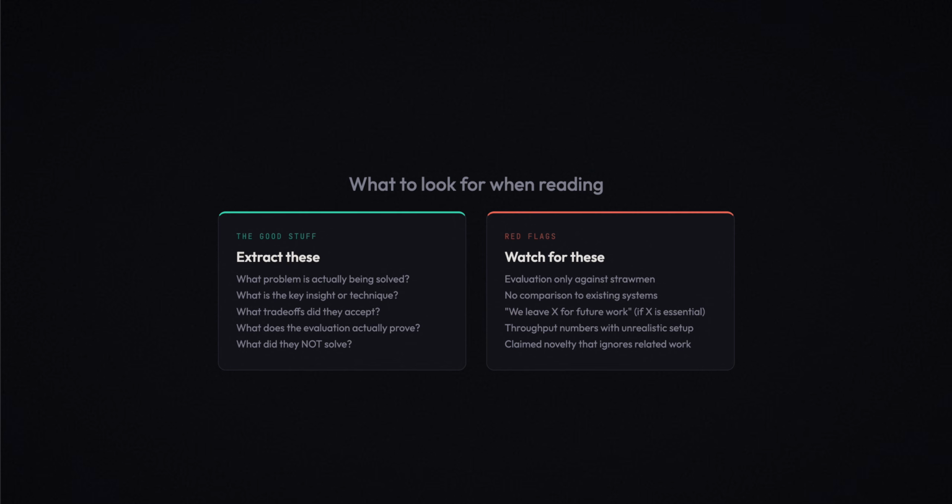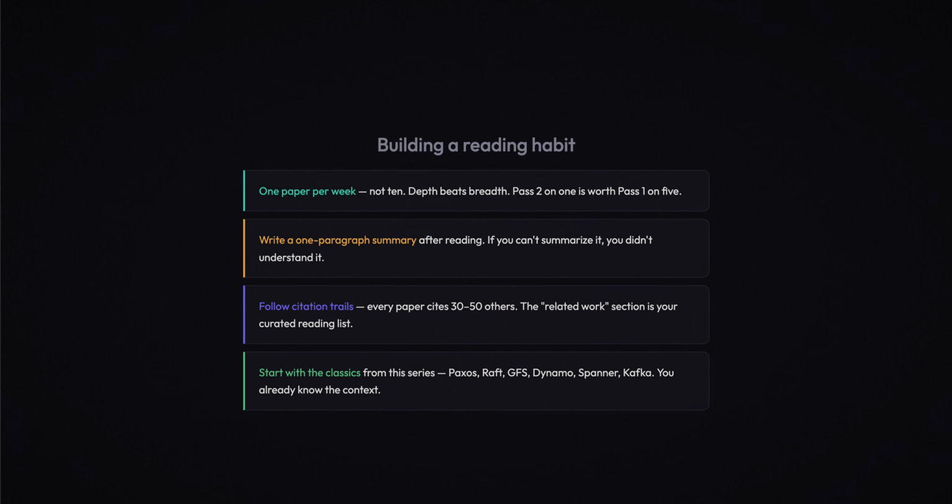Reading critically is a skill. The first few times, every paper looks brilliant. After 50, you start to see the patterns. The rhetorical tricks, the missing baselines, the cherry-picked workloads. That skepticism is part of becoming a researcher.